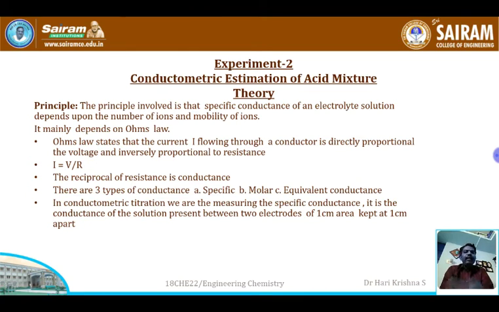So here we have n number of ions. We have Na+ ions, OH- ions, H+ ions, CH3COO- ions, right? So each and every ion will have different mobility. So conductance is directly proportional to mobility of ions. Higher the mobility of ions, higher will be the conductance. If you have n number of ions, each and every ion will have a different mobility. So depending upon the mobility, conductance will vary.